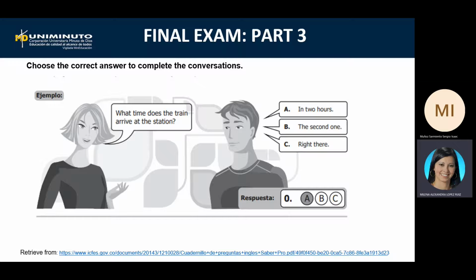What do you think, Sergio? The woman said, what time does the train arrive at the station? What is the best option for the answer? A, in 2 hours, B, the second one, or C, right there. What do you think? In 2 hours. Okay, that will be the answer highlighted here. Remember, part number 3 is about conversations.